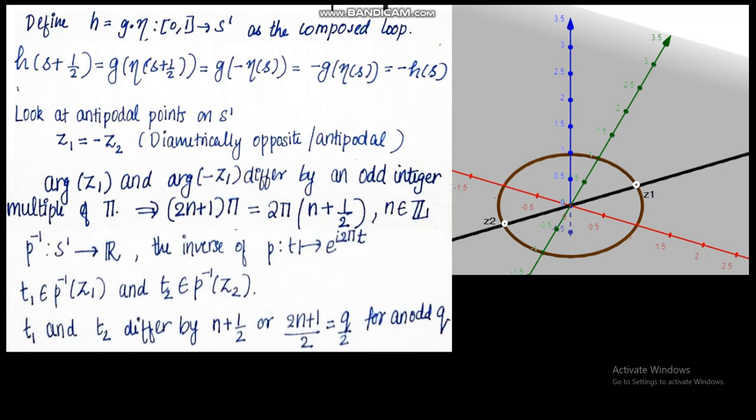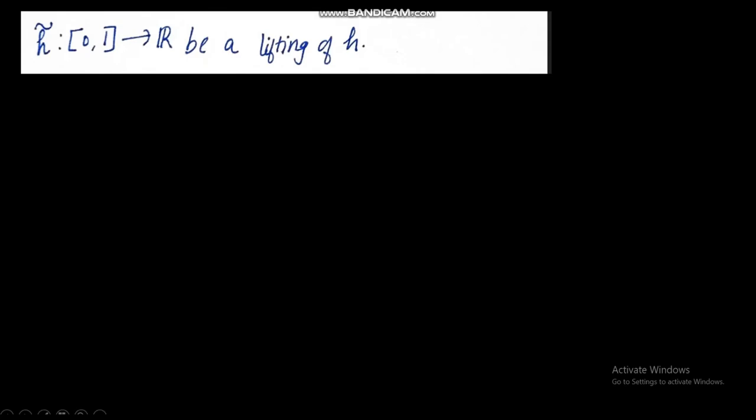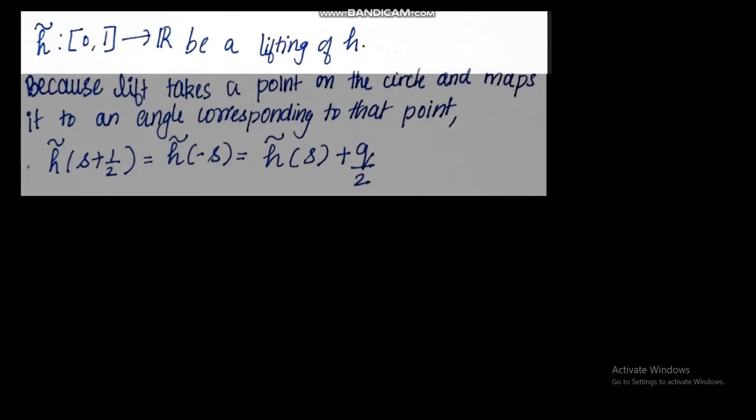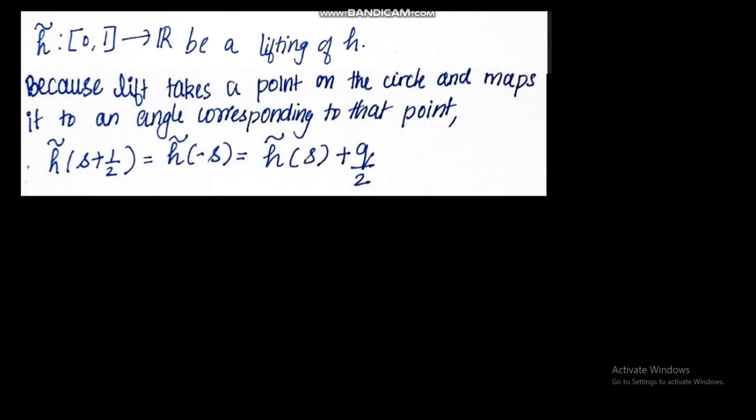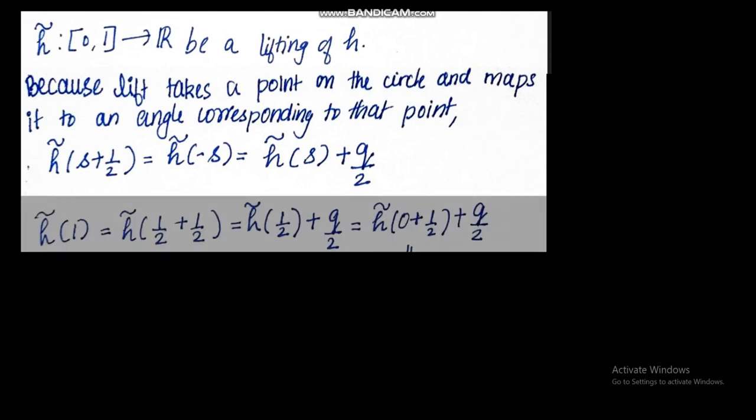Take the inverse of the map P we previously defined. Real numbers T1 and T2, which are pre-images of antipodal points under P, differ by n plus 1 by 2, which we took note of earlier. This n plus 1 by 2 can be rewritten as q by 2 for some odd integer q. Let h tilde be a lifting of the map h. Recall that the lift takes a point on the circle and maps it to a real number corresponding to that point. H tilde of s plus 1 by 2 can be rewritten as h tilde of s plus q by 2.